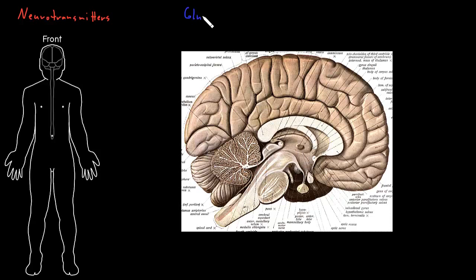glutamate, which is the most common excitatory neurotransmitter of the entire nervous system. And then there's GABA, which is short for gamma-aminobutyric acid, and glycine, and these are the most common inhibitory neurotransmitters of the nervous system. GABA in the brain and glycine in the spinal cord in particular. So neurons releasing these neurotransmitters are widely distributed through the nervous system, and these neurotransmitters are really involved in most functions of the nervous system.